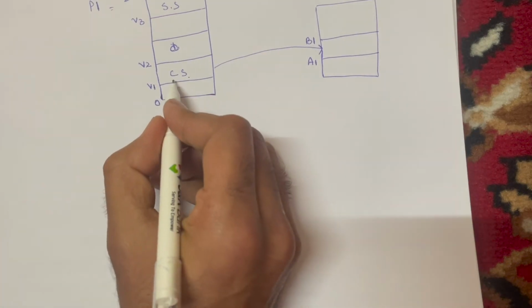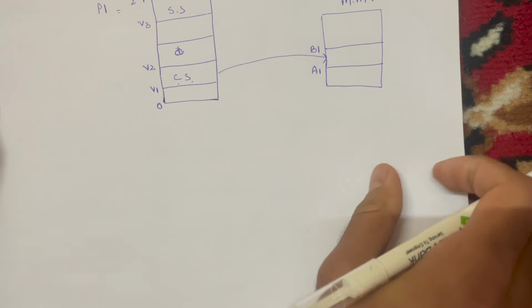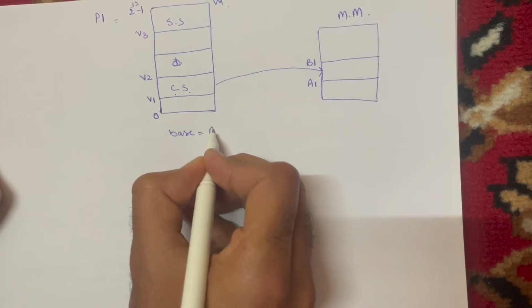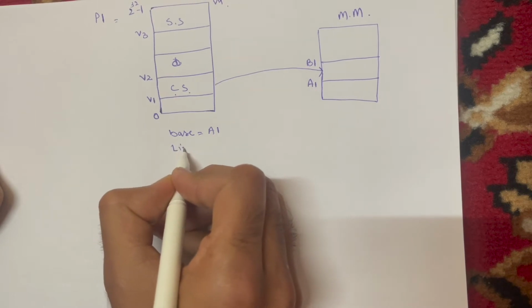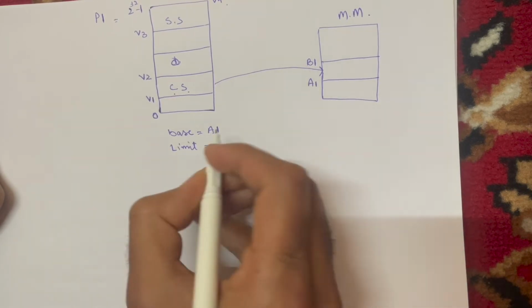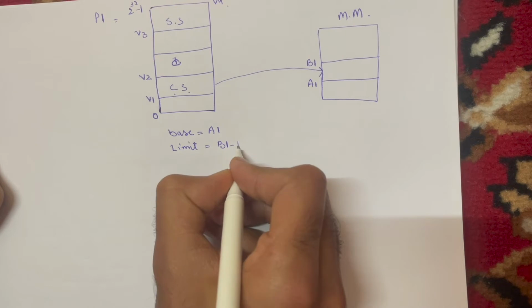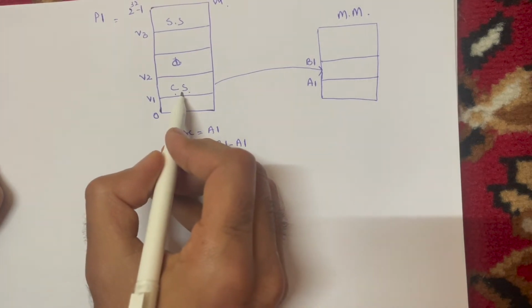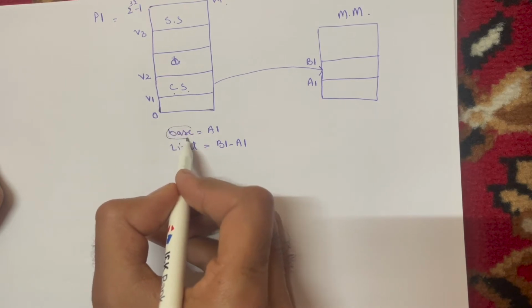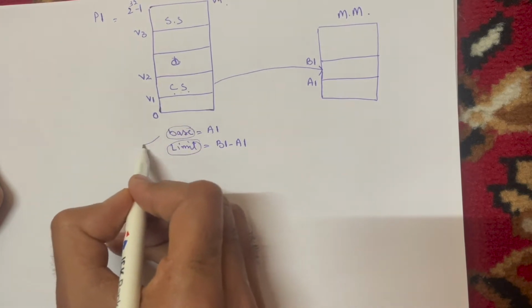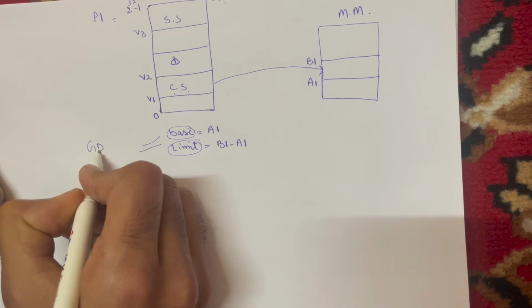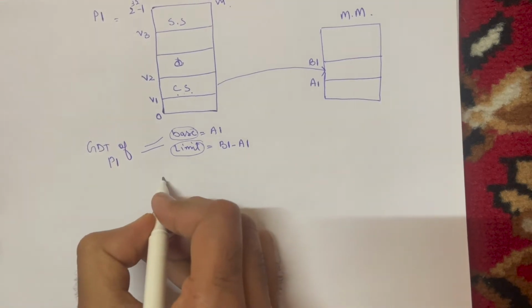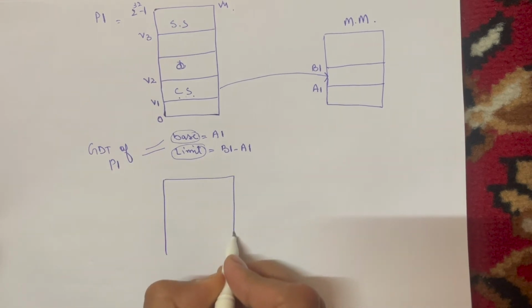So what is the base address for this code segment in main memory? Base is A1. And what will be the limit? Limit means the size of the segment. That will be B1 minus A1. Now for this particular segment, I have to store this base and limit into the GDT of process P1. So this is the GDT of process P1.